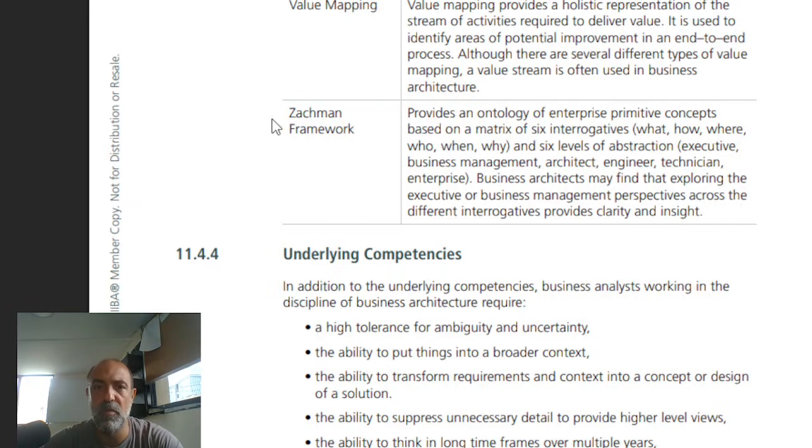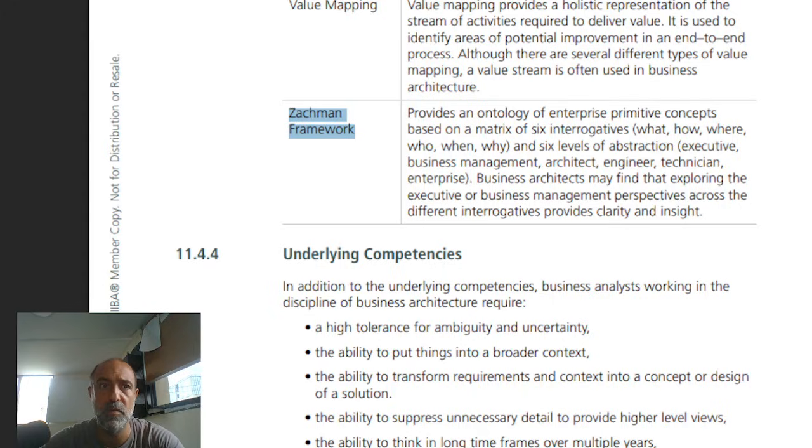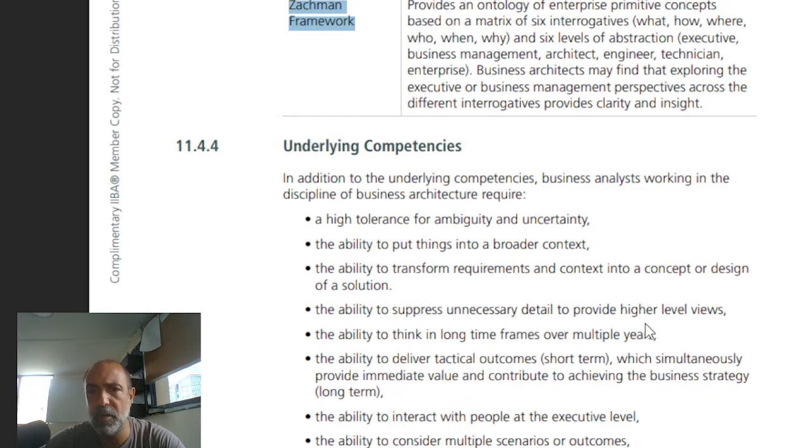Zachman framework, I'm going to Google that because I always ask those questions. 6 levels of abstraction: executive, business management, architect, engineer, technician, and enterprise. Interesting. Business architects might find the exploring of the executive or the business management perspectives across the different interrogatives provides clarity and insight. So these are the reference models and techniques.